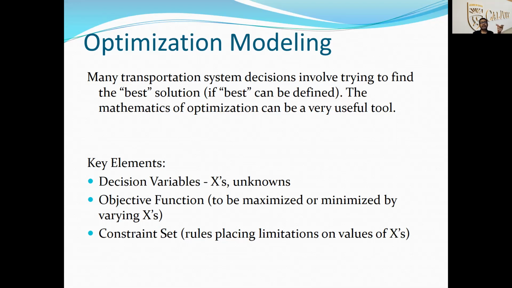Decision variables are something that you control as an analyst, things that you can move around. Objective function is the quantity that you want to maximize or minimize. And constraint set are the rules that place limitations on the values of X. So maybe there is some X that cannot be higher than something, and things like that. Has any of you solved this type of problem before? I'm going to pause recording and ask you.